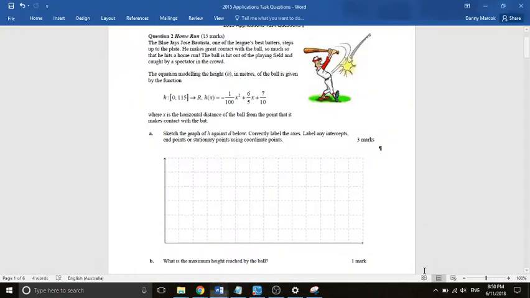What we're having a look at now is the 2015 application task questions. So we're going to start with question 2. It talks about baseball and then shows the height of the ball. So we're going from 0 to 115. We're looking at the position of the ball above the height of the ground over 115 meters. So we can model it with this. So that's what we're going to do first.